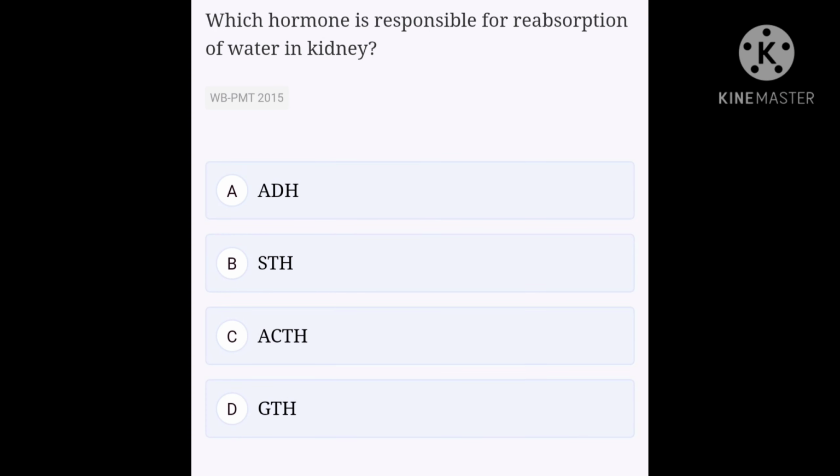Which hormone is responsible for reabsorption of water in kidney? Option A, ADH. Option B, STH. Option C, ACTH. Option D, GTH. Antidiuretic hormone ADH or vasopressin is the hormone responsible for reabsorption of water from kidney tubules, resulting in concentrated urine. It results in regulating the body's retention of water. Hence, option A is the right answer for this question.